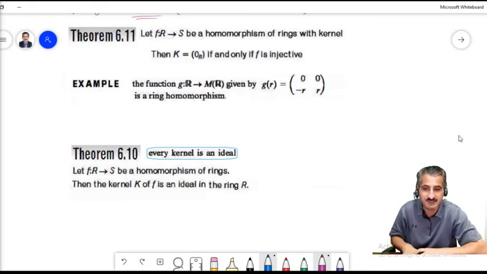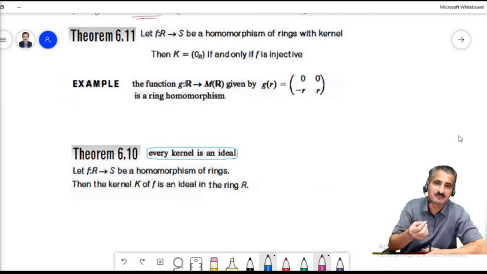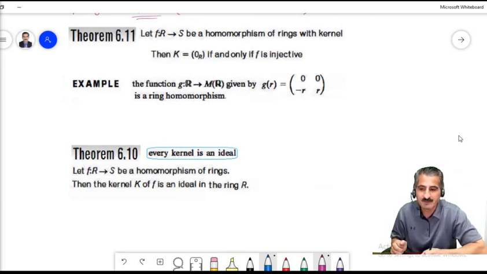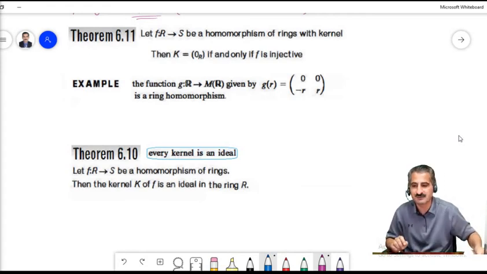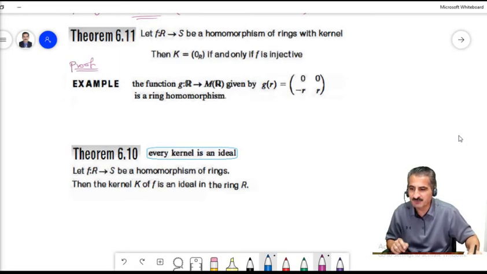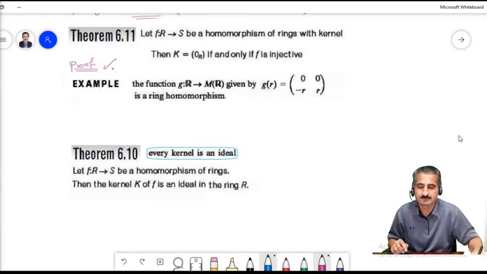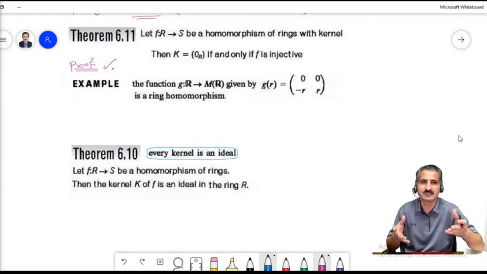one-to-one, is injective, and the opposite also holds. If the homomorphism is injective, then the kernel consists of 0 only, and we proved this in detail when we worked with the groups. And there is nothing to add in here.